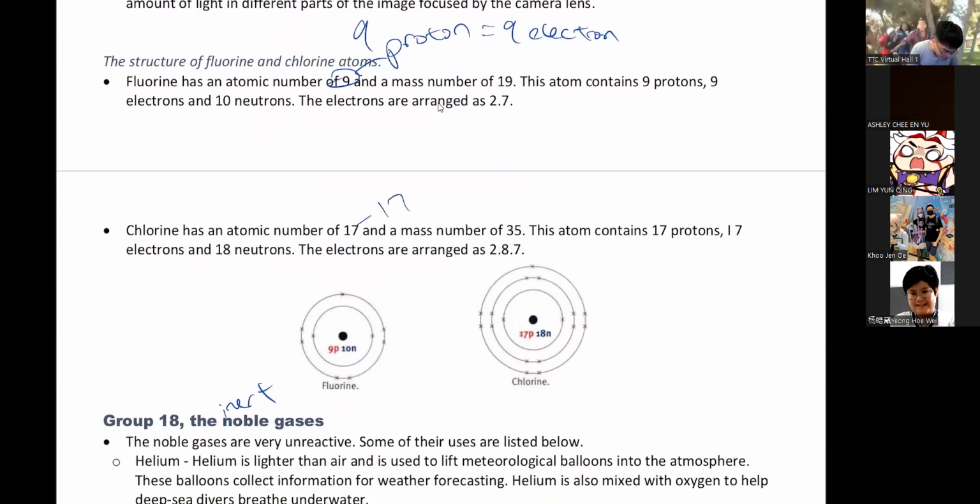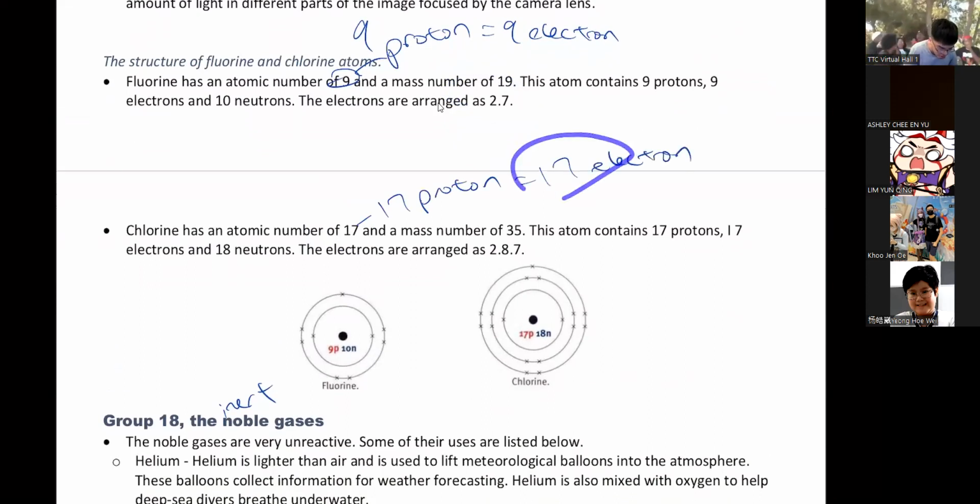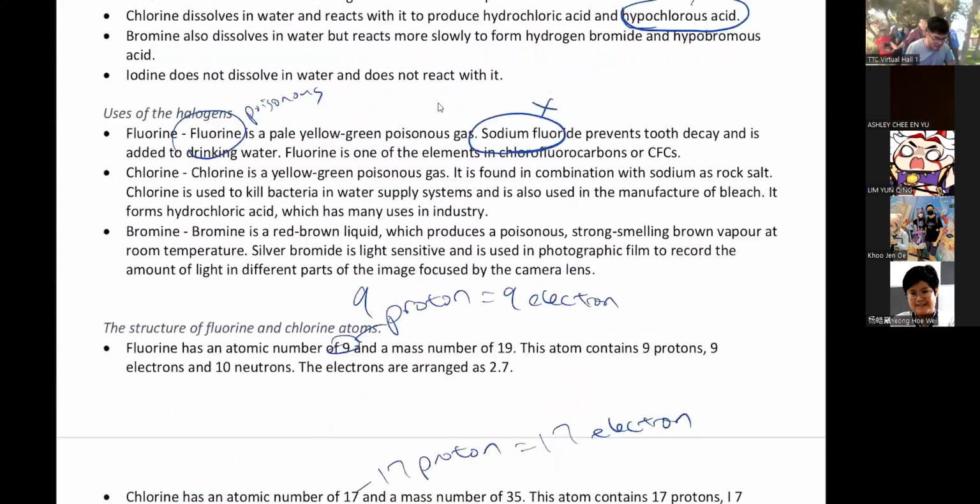And of course, your chlorine has atomic number 17. So this one has 17 protons. That means you have 17 electrons. So how do you arrange 17 electrons? 2.8.7. So 2 in the first layer, 8 in the second layer, and 7 in the third layer. 2 plus 8 plus 7, you get 17. Okay, so this is your chlorine. Same as last week.